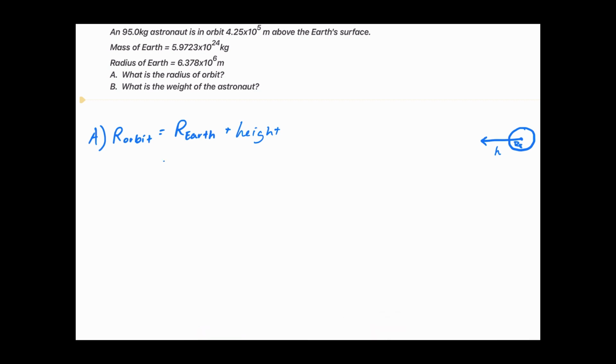Okay. So we're going to do this: 6.378 times 10 to the 6 meters plus 4.25 times 10 to the 5 meters. And that's just going to give us 6.8 times 10 to the 6 meters. Now, for part B, we are going to use our answer from part A, so just kind of keep that in mind.